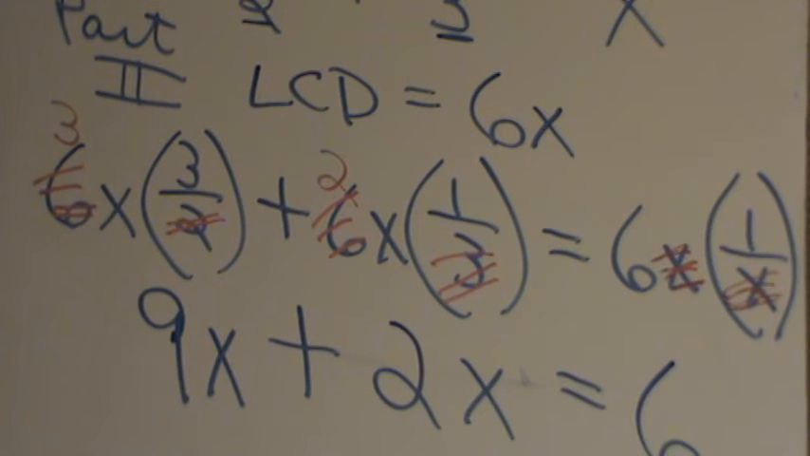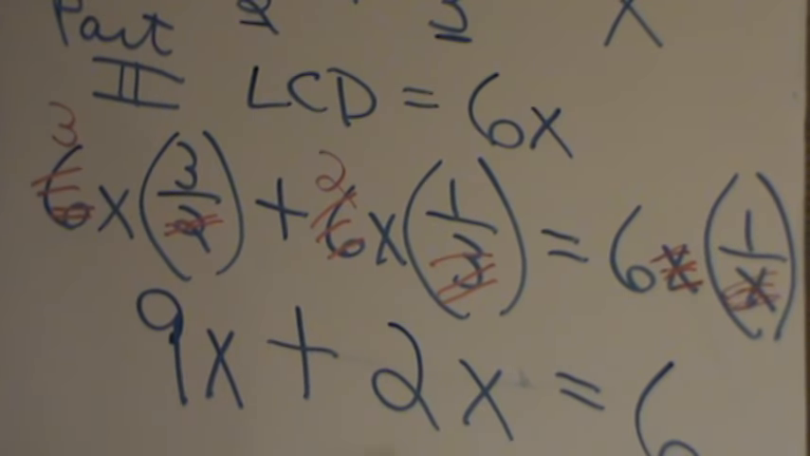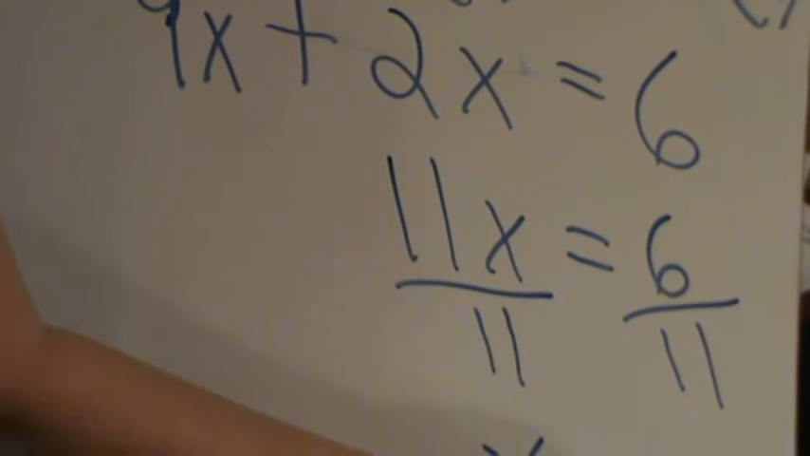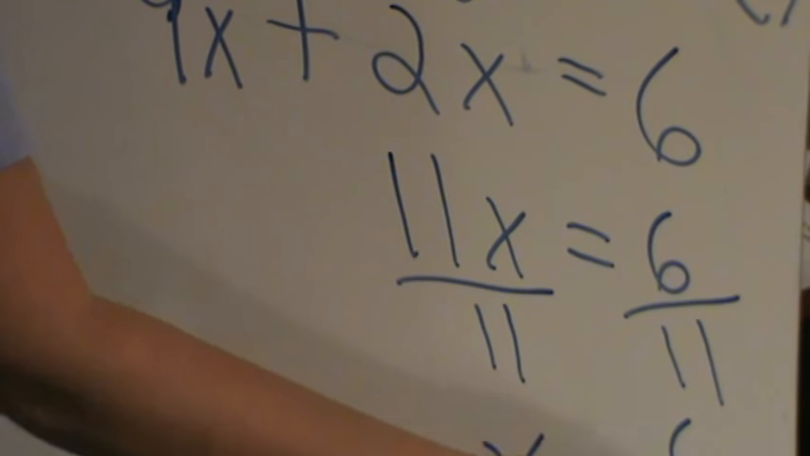Now you've got rid of all your fractions. You're just ready to solve. 11x equals 6. Divide by 11. x equals 6/11.